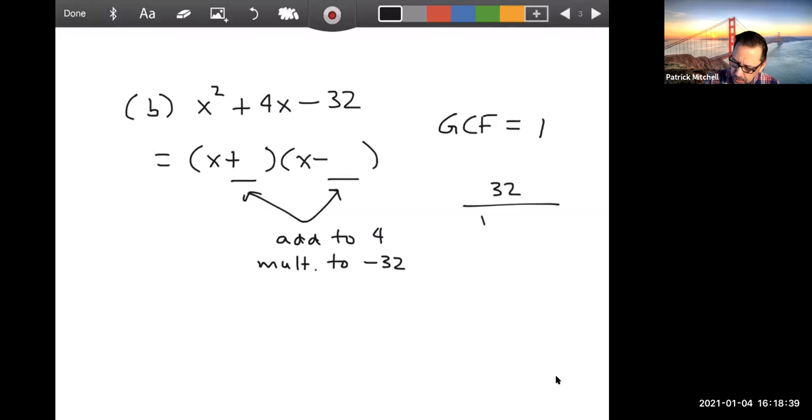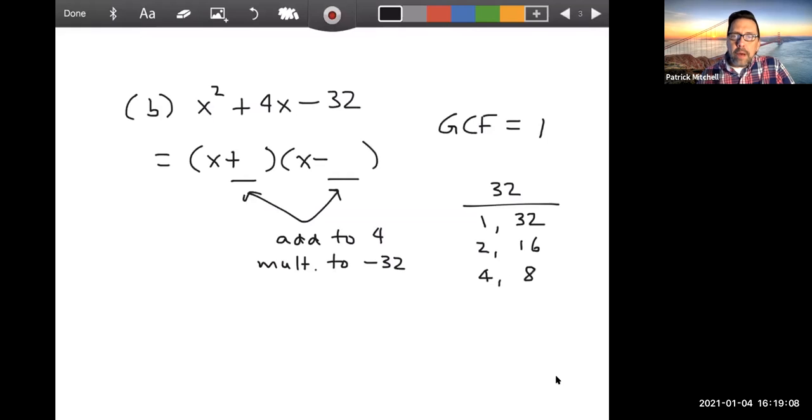I always start with 1 and the number, and then I take the 1 and I just keep bumping it up. So 2 and 16. 3 does not work. By the way, you can use your calculator to help you with this. Just ask the calculator what's 32 divided by 3. Comes out to a decimal, so we're not going to use that. The other possibility is 4 and 8. Now remember, we're trying to make these add up to 4 by making one of them negative.